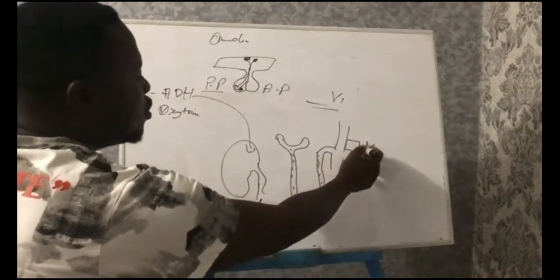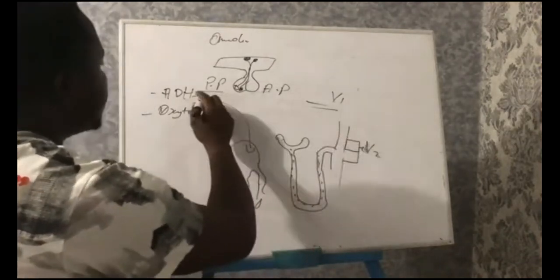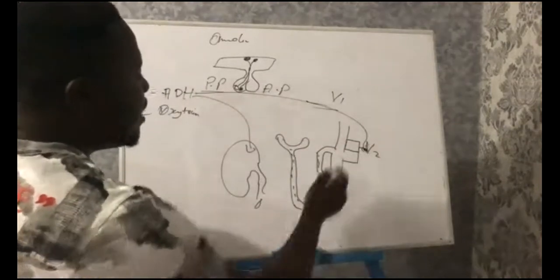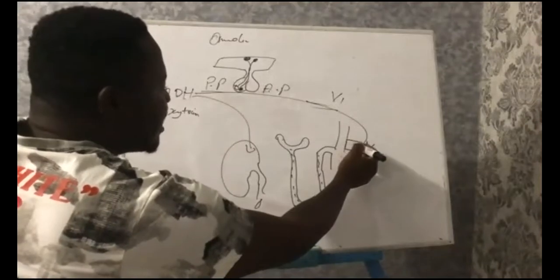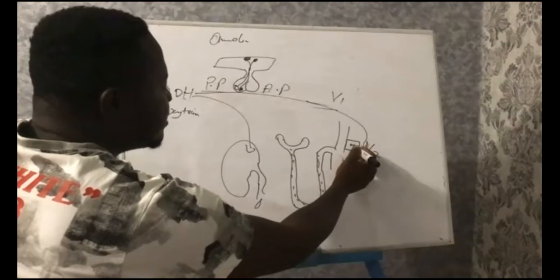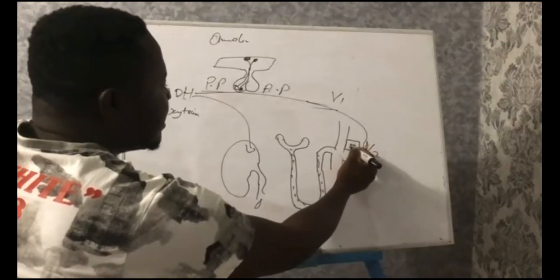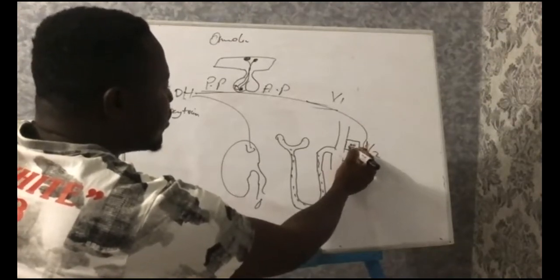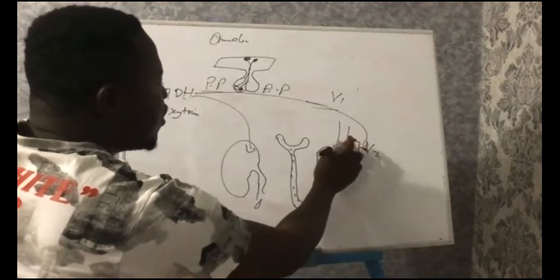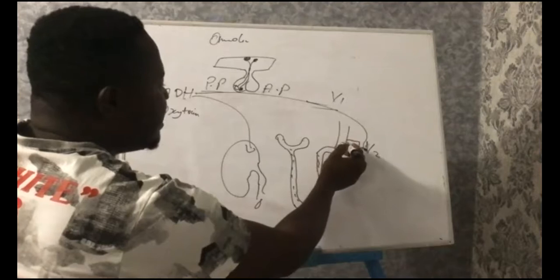These V2 are receptors for ADH. So when the ADH comes here, it will bind to that V2 receptor. And once it binds, there are some water channels in here, and these water channels are called aquaporins. These aquaporins will now be inserted here.